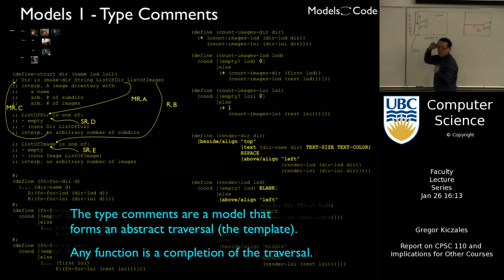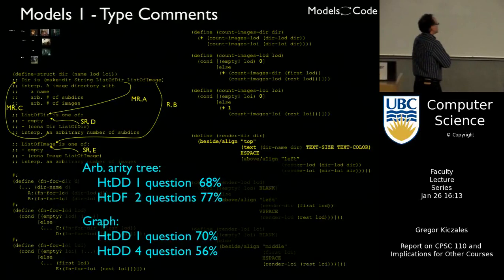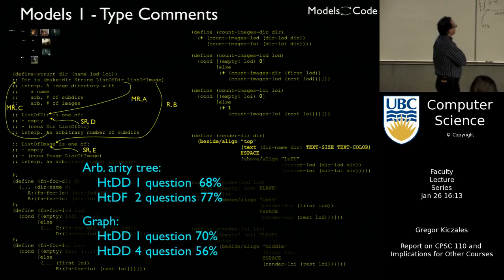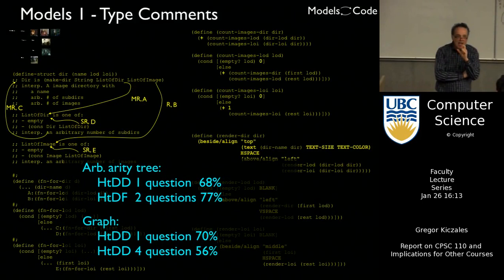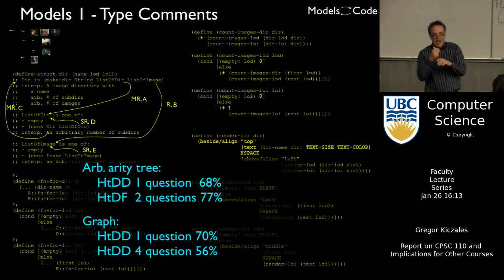But all the students really do get this point. And the test data shows it. For arbitrary arity trees, we've asked it one time for data design and gotten 68%, and twice for function design and gotten 77%. Because by this point, they really are seeing, I don't have to understand every line of that template. I can think about it in terms of the type comments and just know whatever goes here is the thing that composes the two recursive calls.